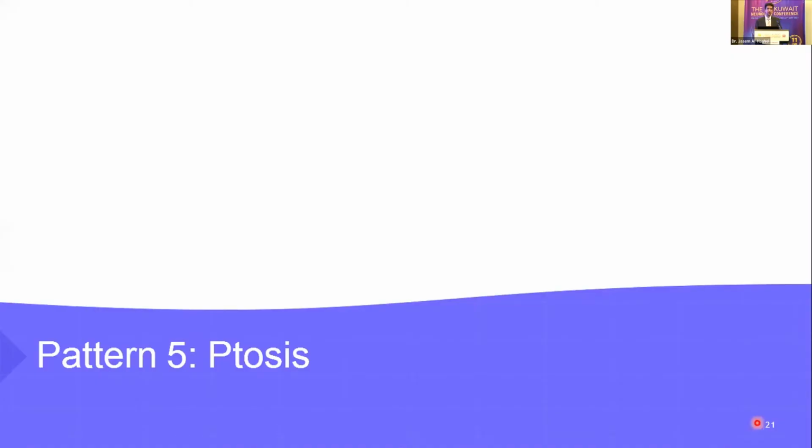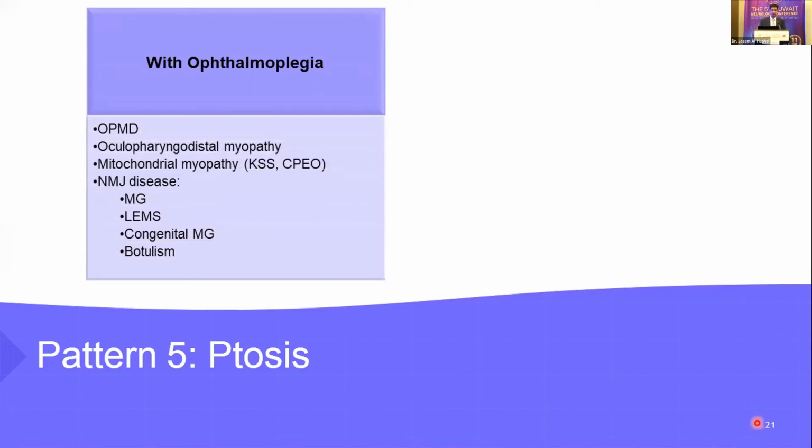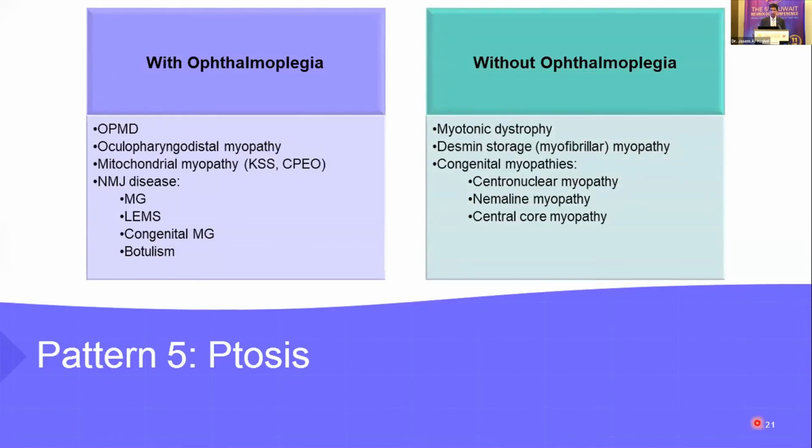If a patient has ptosis and you think this could be a muscle disorder, you have to look at their extraocular movements. If they have ophthalmoplegia, then you're dealing with OPMD, oculopharyngeal myopathies, mitochondrial myopathies, Kearns-Sayre and CPEO. In addition, neuromuscular junction disorders have to be on your mind when you examine the patient with ophthalmoplegia and ptosis. If they have no ophthalmoplegia, just the ptosis, then you're dealing with myotonic dystrophy, distal storage myopathy, and some of the congenital myopathies like you see on this list.